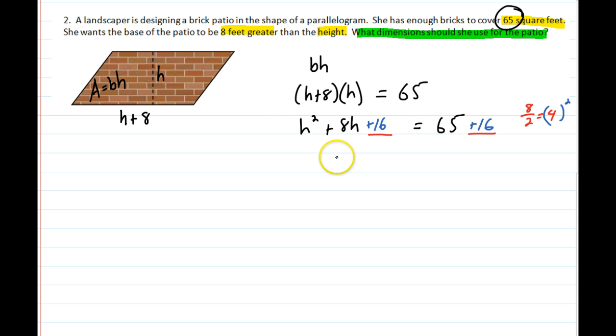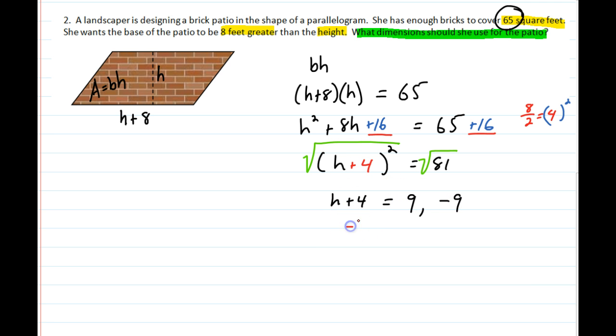Now we want to take our trinomial and write it as a binomial squared. So what number gave us that 16? And that was 4. So we need to add 4 here. And 65 plus 16 is 81. Now we square root both sides. And we get h plus 4 is equal to 9 or negative 9.